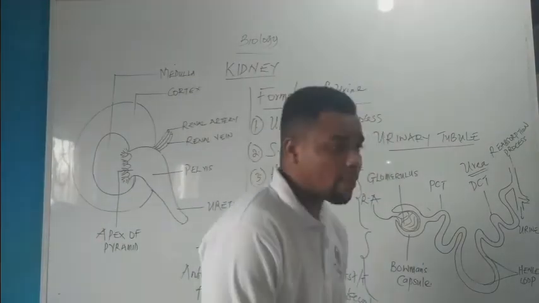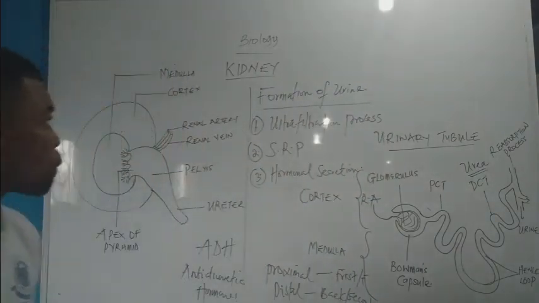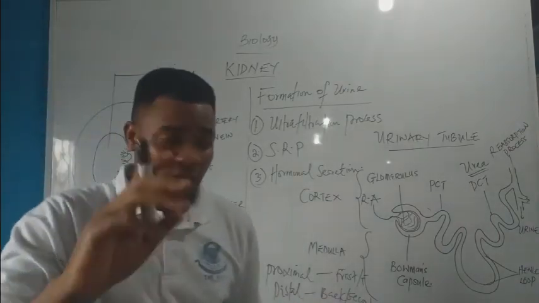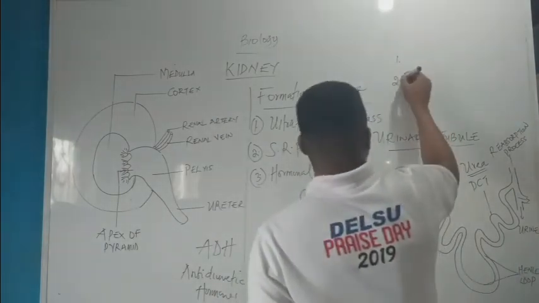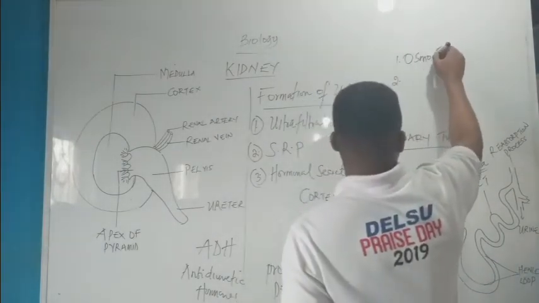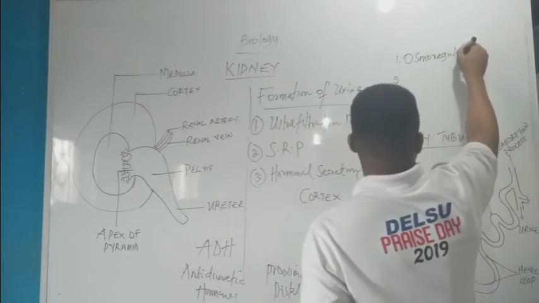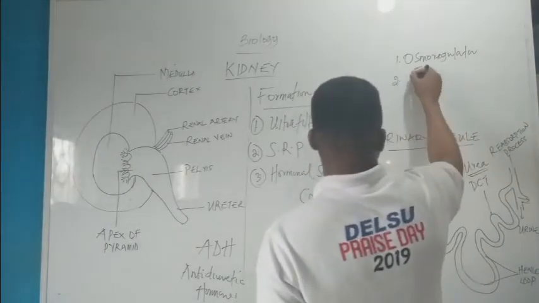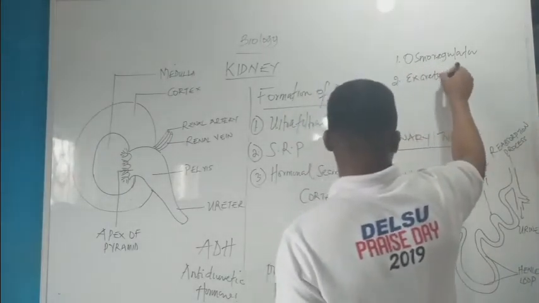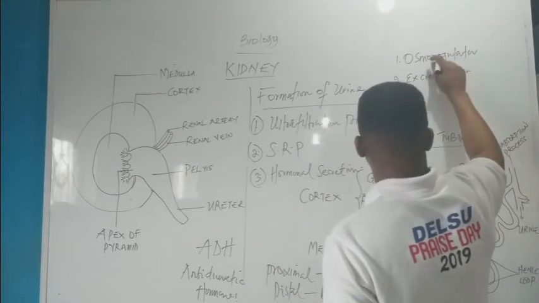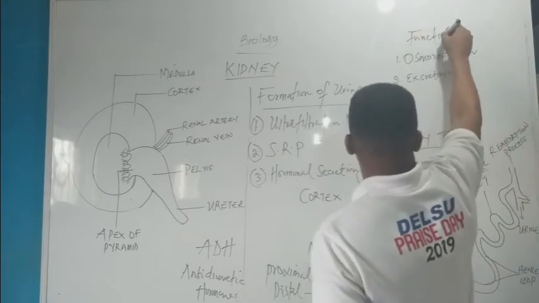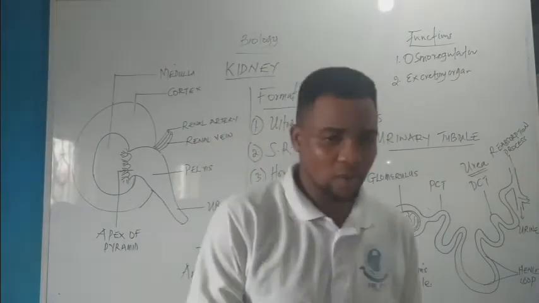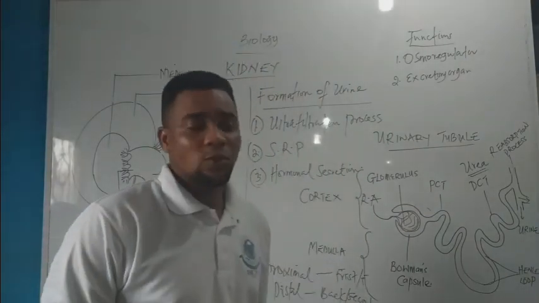Now, the next approach we go is what? You all know the function. The function of the kidney. The kidney has two functions. One is used as an osmoregulator in the body. Then two, the kidney is used as an excreting organ. So osmoregulator and what? Excreting organ. That's the major usefulness of what? The kidney.